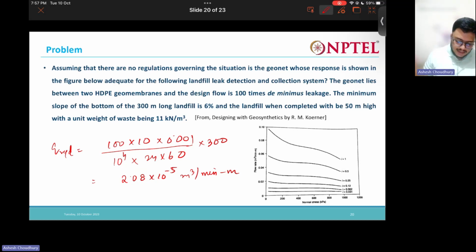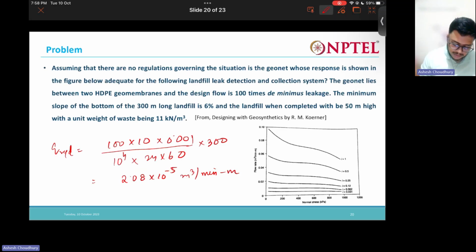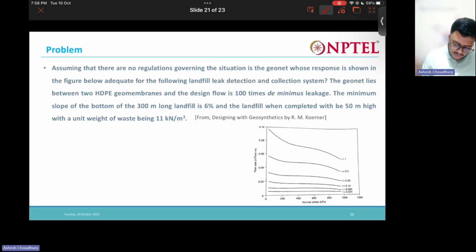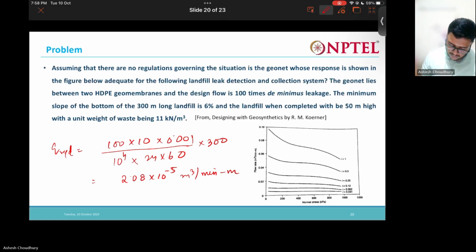Okay. Now what is the vertical pressure? Again, similar: vertical pressure, 50-meter high, unit weight 11. So 50 into 11. What is the gradient, i? It's given here, 6%, 0.6. Now from this graph, we can approximately get the value, approximately somewhere here. So approximately we'll just get the value.